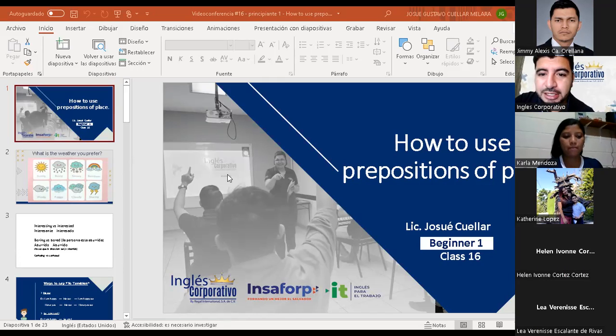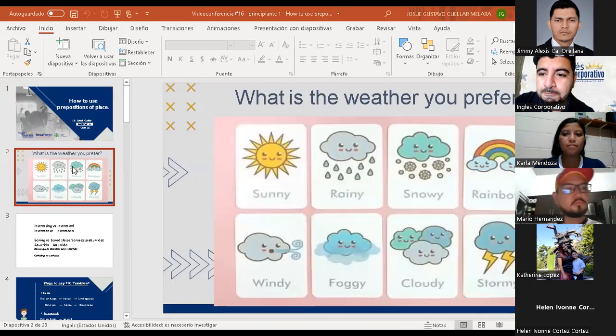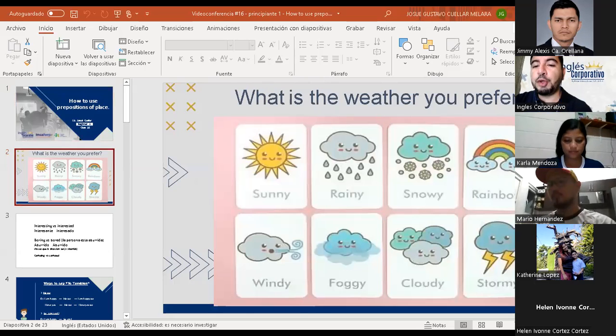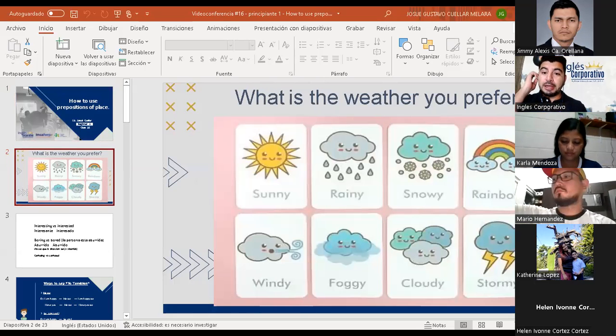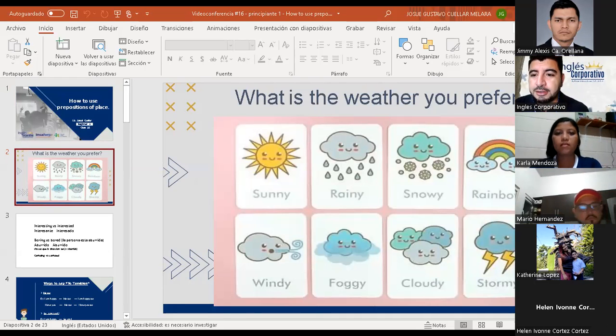And we are going to begin. Before we go to this topic, how to use prepositions of place, we have here: what is the weather you prefer? In this case, we have 8 words, and some of them are kind of easy.